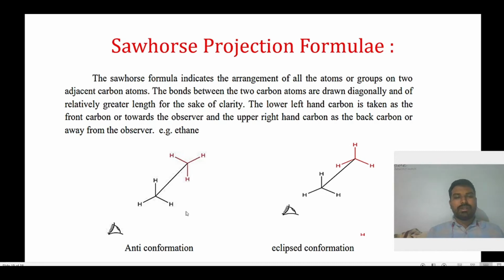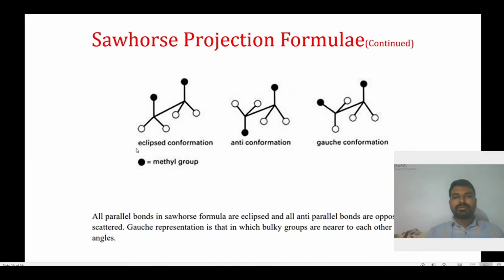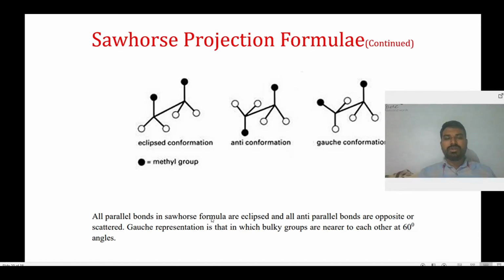Now this is the anti molecule if the observer is seeing the molecule from here, and if the molecule is like this, it is in eclipsed form. This is eclipsed form, anti form, and this is gauche form. The thick black dot is the methyl group. All parallel bonds in the sawhorse projection formula are eclipsed, and all anti-parallel bonds are opposite or staggered. Gauche represents that in which bulky groups are nearer to each other at 60-degree angles.